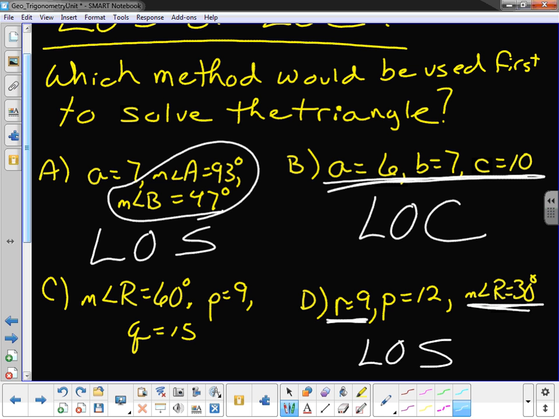I have no two R's, no two P's. No. Here's the other thing I notice. I've got a P, an R, and a Q. I've got one of each letter, law of cosines. So that's kind of the way to remember.